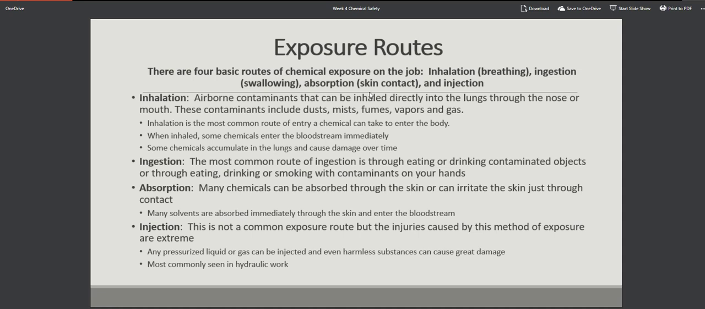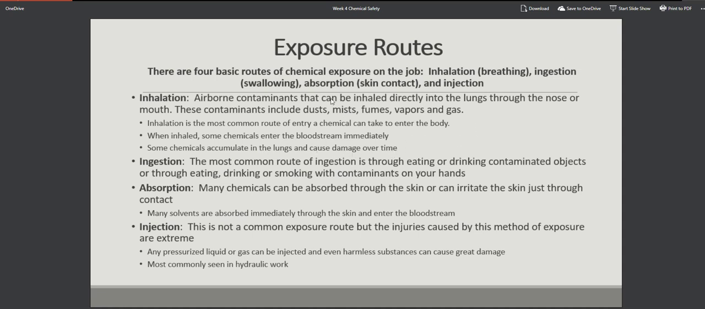Okay, let's talk about inhalation first. Airborne contaminants can be inhaled directly into the lungs through the nose or through the mouth. These contaminants include dust, mist, fumes, vapors, and gas. Inhalation is the most common route of entry a chemical can take to enter the body. When inhaled, some chemicals enter the bloodstream immediately, and some chemicals accumulate in the lungs and cause damage over time.